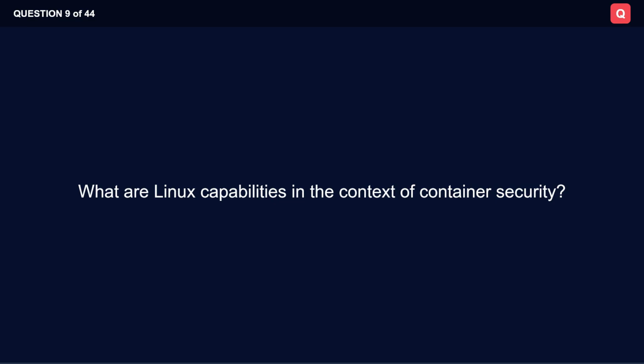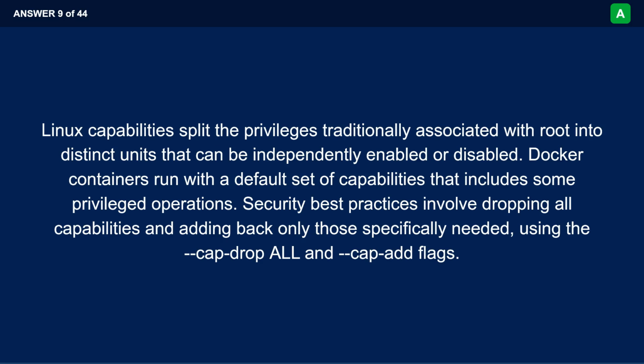What are Linux capabilities in the context of container security? Linux capabilities split the privileges traditionally associated with root into distinct units that can be independently enabled or disabled. Docker containers run with a default set of capabilities that includes some privileged operations. Security best practices involve dropping all capabilities and adding back only those specifically needed, using the cap-drop ALL and cap-add flags.